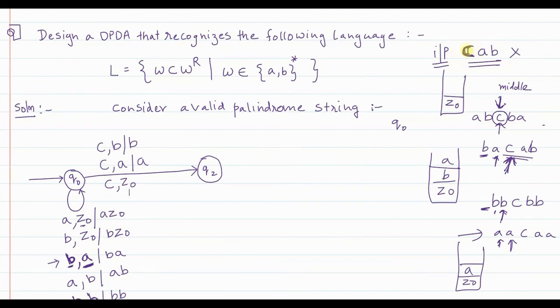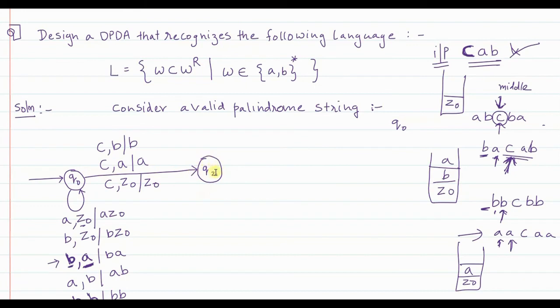So if C is the first element of any string, the stack at that time will be empty, Z0. Then again you perform a no change operation. That means Z0, which was the top of the stack, still remains the top of the stack, and you go to state Q2. So for such wrong strings also, your PDA makes a transition from Q1 to Q2.